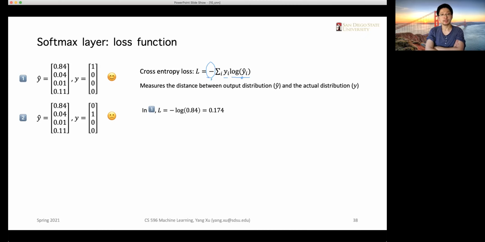So in case 1, the loss would be negative log 0.84, right? That's a fairly small value. But in case 2, you will see that if you compute the loss, the log function of 0.004 with a negative symbol, it will be 3 point something. So compared to this one, the loss is pretty large now. So that's how the cross entropy makes sense.